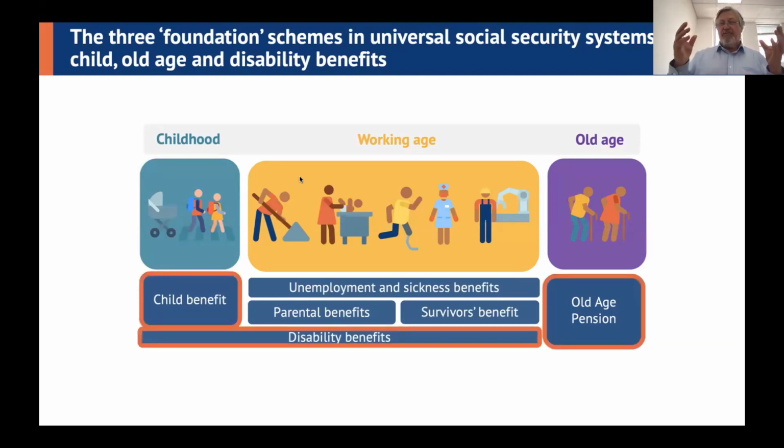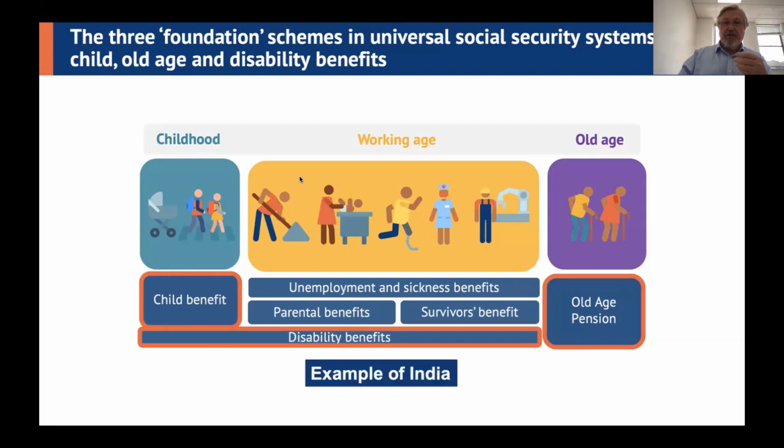But the key benefits that we find, where they find the largest levels of investment in high income, low income and middle income countries, are around child benefits, disability benefits, and old age pensions. So is it feasible to move to a more universal system in low and middle income countries that can have the kind of impacts that we want to see on inequality?